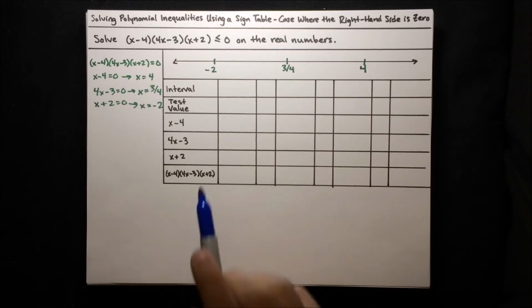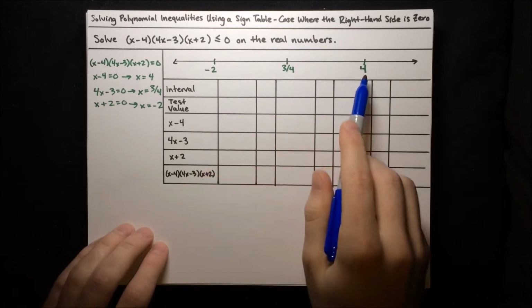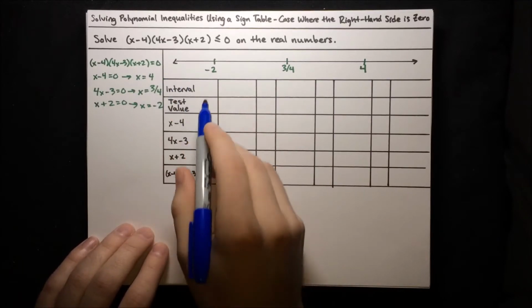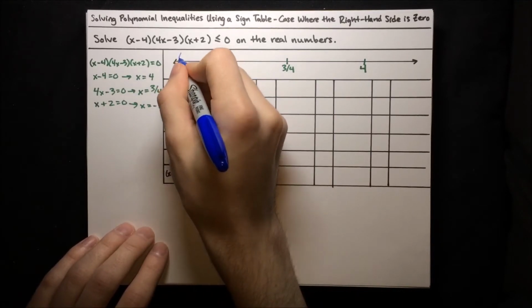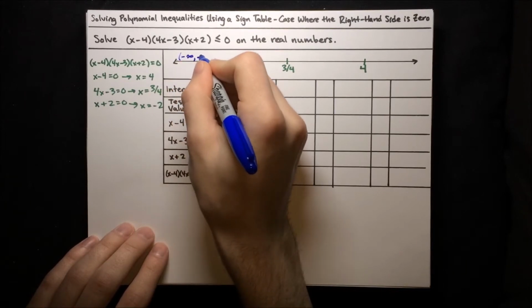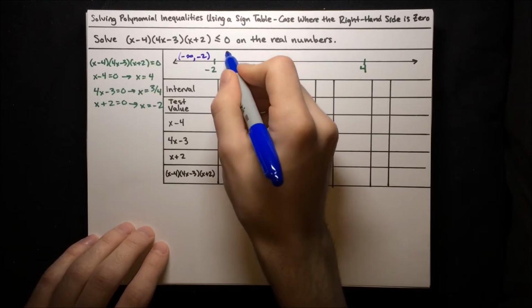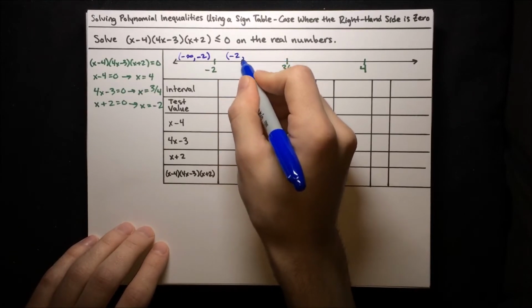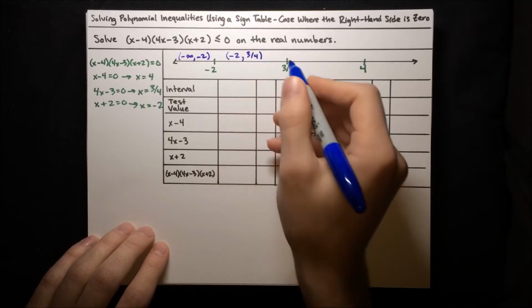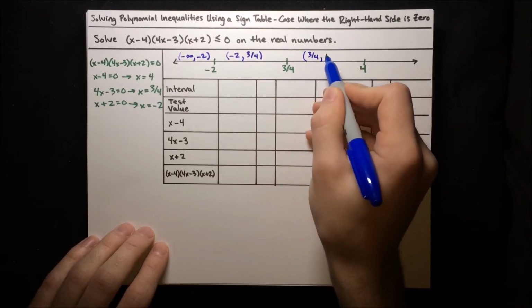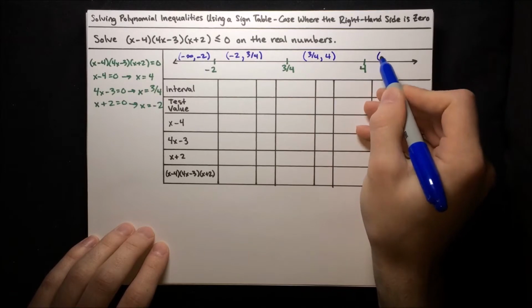Now notice that these roots divide our number line into 4 intervals. There's the interval from -infinity to -2. Let's write that down here. -infinity, -2. There's also the interval from -2 to 3/4. Let's write that here. -2 to 3/4. Going on, 3/4 to 4. And then 4 to infinity.